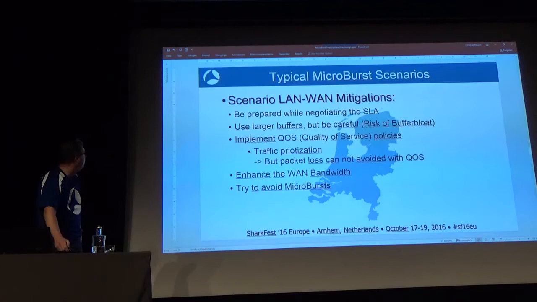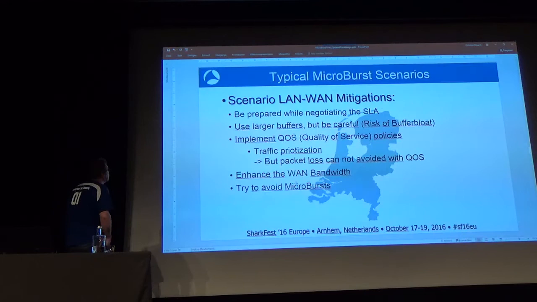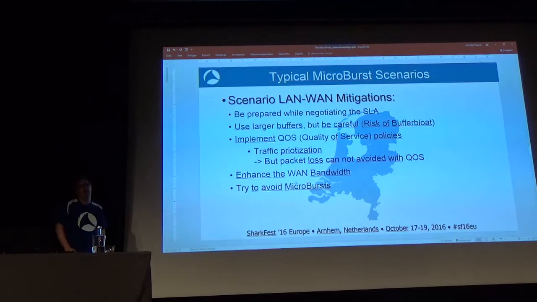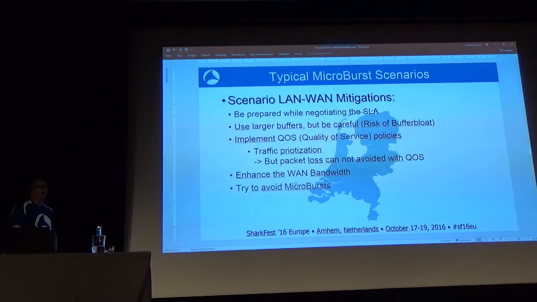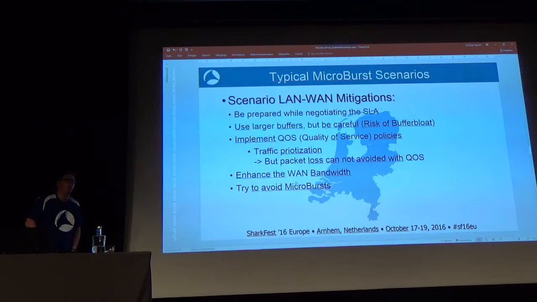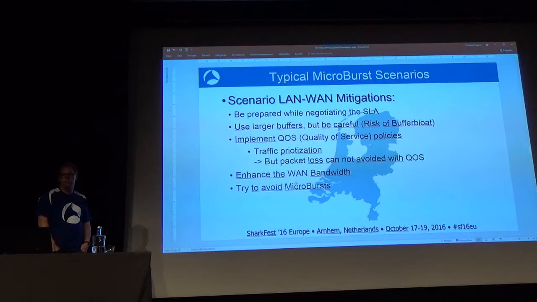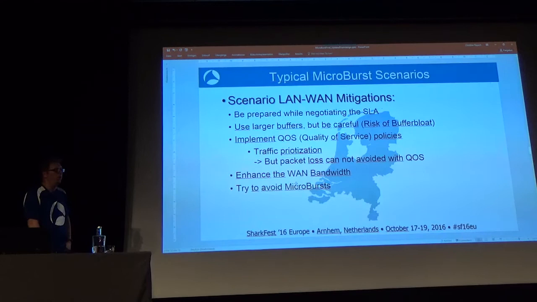So we have some mitigations for that. Be prepared when you are negotiating your SLA. Know your applications, do baselining. Know your application behavior. Is your application bursty? Is it not bursty? The ISP can say, okay, 10 Mbit per second, and you say, okay, I only use it for a fraction of a second. Both are right, but if you really need to handle this, you should talk about it while you're negotiating the SLA.